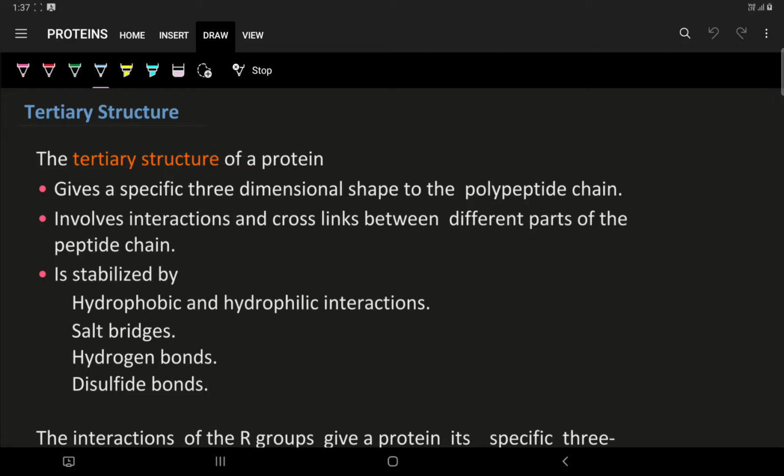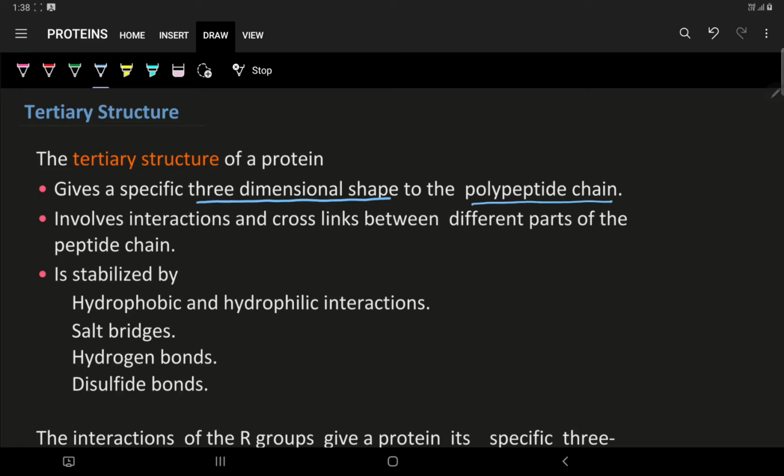In this video, we shall be discussing the tertiary structure of proteins. This is the third type of structure in the proteins. Now, what is a tertiary structure of protein? A tertiary structure of protein gives a specific three-dimensional shape. Students, be clear about this. It is a three-dimensional structure of the polypeptide chain.